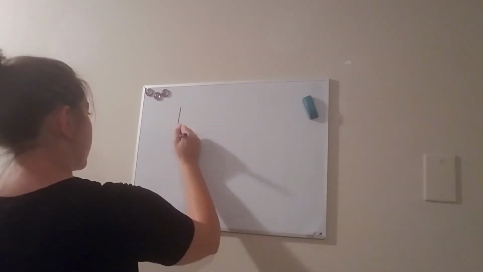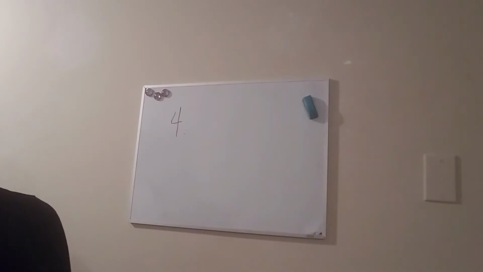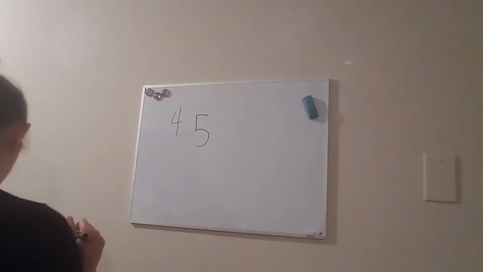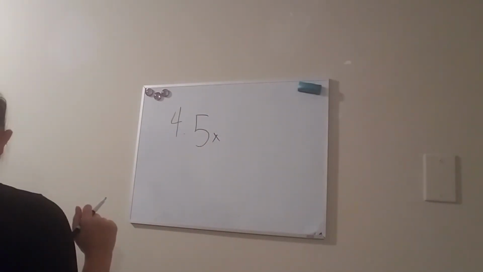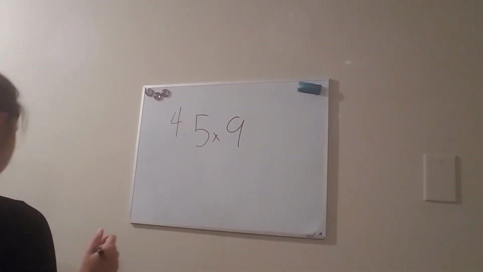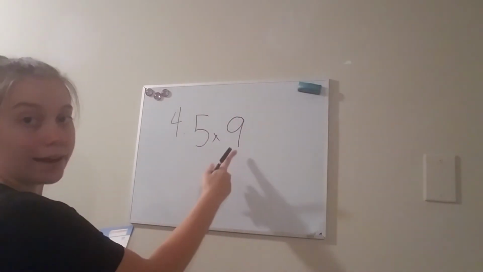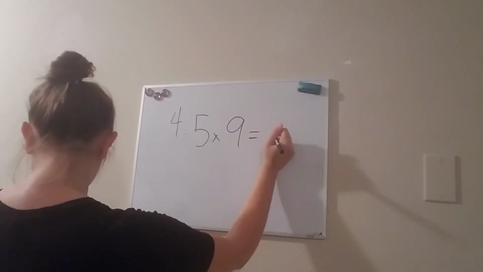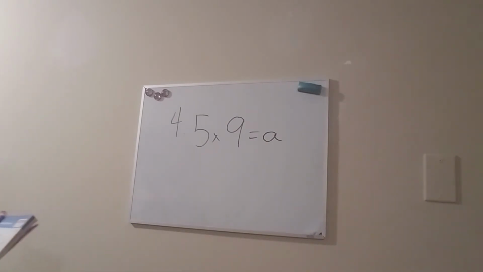It says, Samara has 5 times as many apples as Asher. So she has 5 times as many as Asher. So 5 times what? We need to figure out how much Asher has. If Asher has 9 apples, how many does Samara have? So Samara has 5 times as many as Asher. Asher has 9. So we have 5 times 9 equals, and I'm going to make it an A as my unknown for apples.